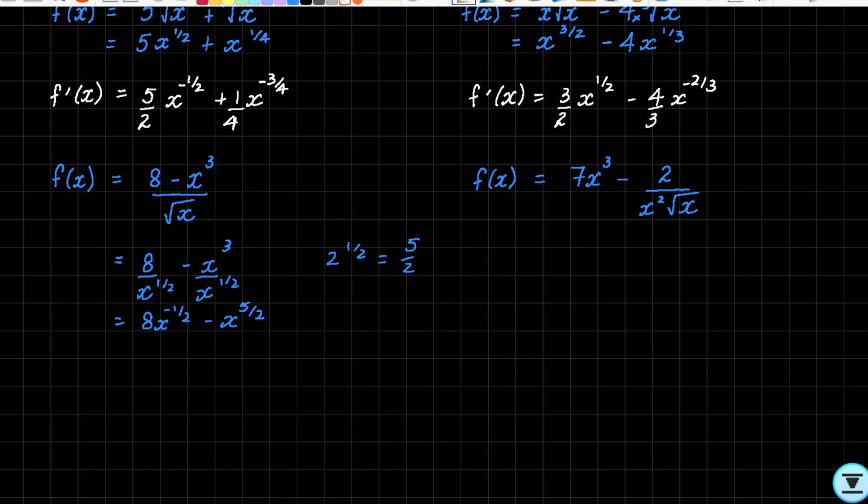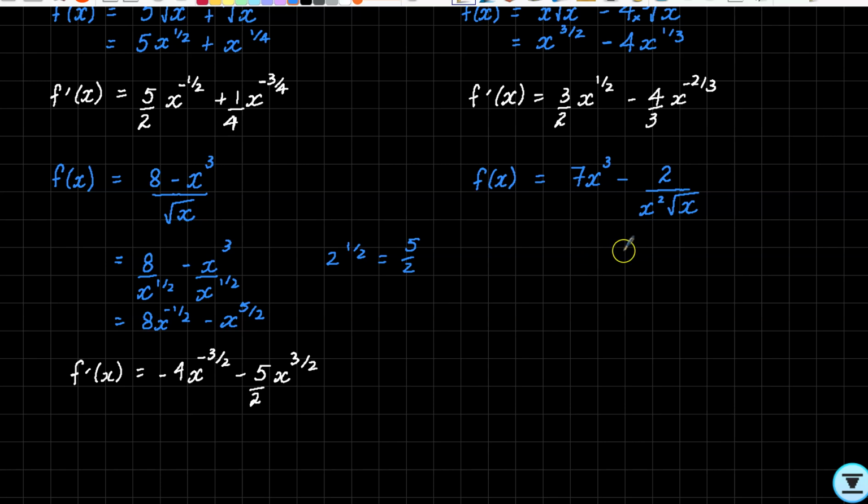That just makes our life easier when we now come to differentiate. So f dashed of x, working from left to right, minus a half times 8 is minus 4 x. Now we have to take 1, so minus a half take 1 is minus 3 over 2. 5 over 2 times 1 will just be the 5 over 2 x, and we have to take away 1 from 5 over 2, so that will now give me 3 over 2. Hopefully you're getting more comfortable with this.